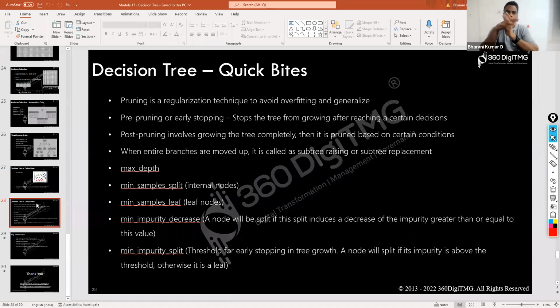Different sets are available. So whichever you feel is part of pre-pruning, it's going to stop your algorithm, so be it. When you grow your entire tree completely, you can also say that minimum impurity decrease or minimum impurity split is something that I want to apply. You can still apply it. That would be called post-pruning. So certain regularization techniques can help you perform both pre-pruning as well as post-pruning.